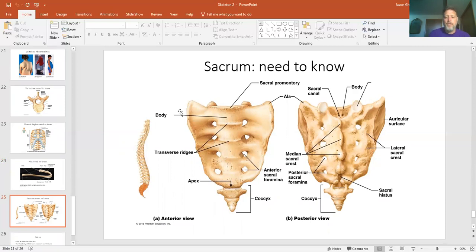This is the sacrum. You need to know all the parts: the body, the transverse ridges, the anterior sacral foramina, the apex, the coccyx, the sacral promontory, the top bridge here, the ala. On the posterior view, you have your sacral canal. You have your auricular surface where it joins with the hip bone. You have lateral crest, a medial crest, posterior sacral foramina, and the inferior bottom of these fused vertebrae is called the sacral hiatus. The top is again that canal.